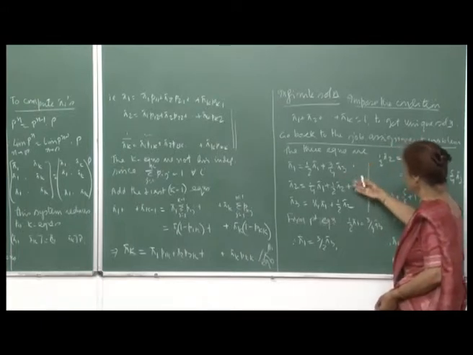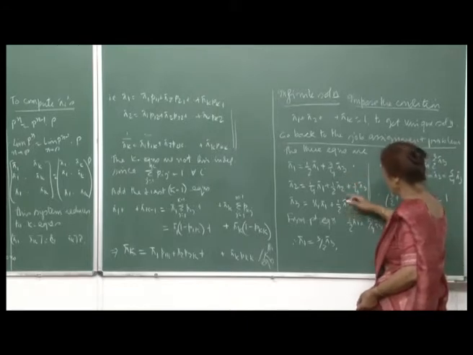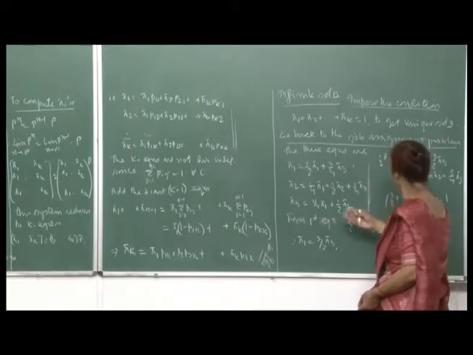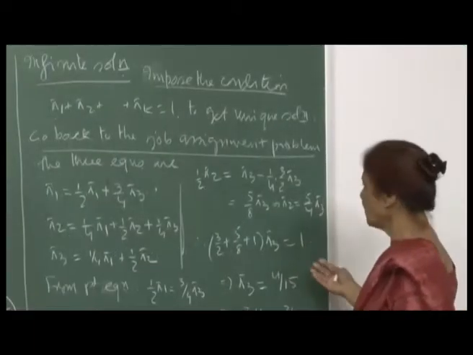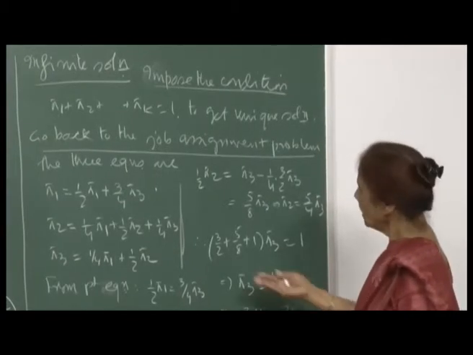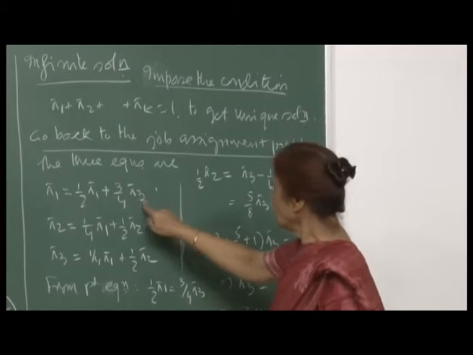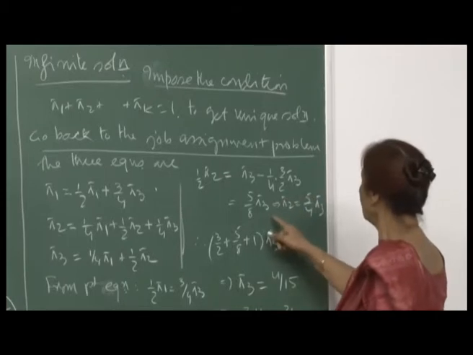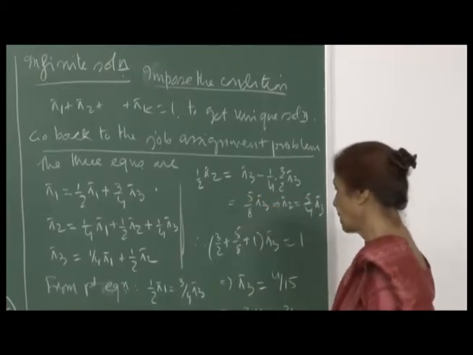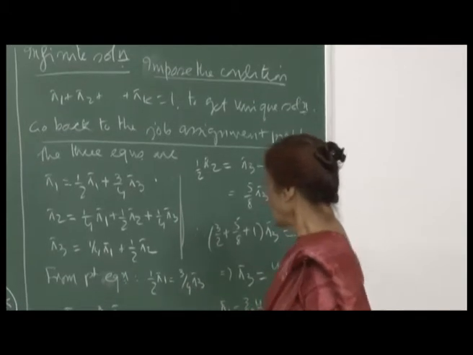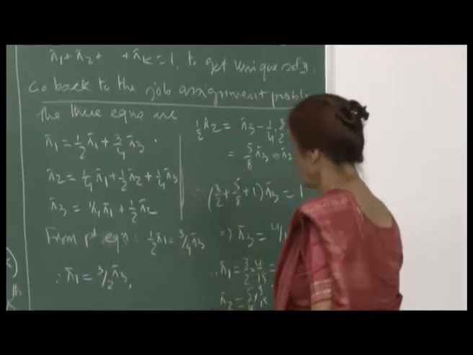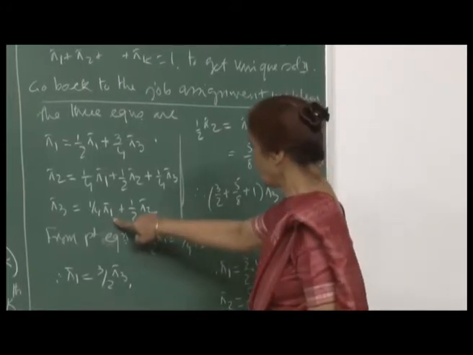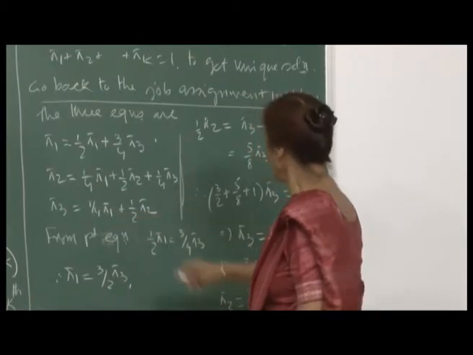So, the trick would be that since I do not get a unique solution to this system, I will solve for pi 1 and pi 2 in terms of pi 3, and then I will apply the condition that the sum is equal to 1 to get the value of pi 3, and then I will get all the values. So, from here you immediately see that half of pi 1 is 3 by 4 pi 3. Half of pi 1 is 3 by 4 pi 3, so pi 1 is 3 by 2 pi 3, and then you can substitute here for pi 1 in terms of pi 3 to get your pi 2.